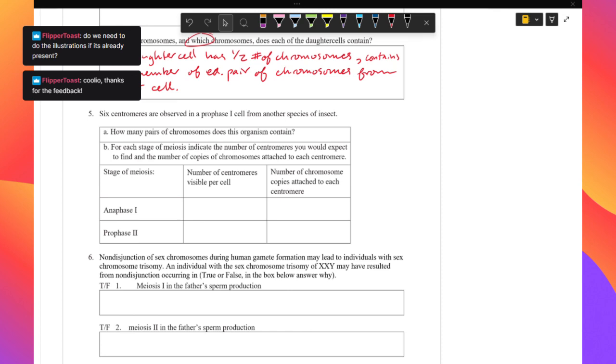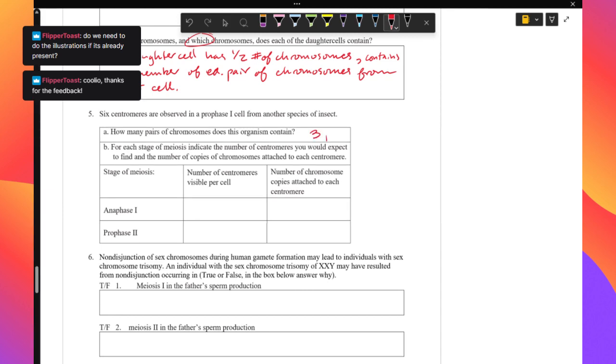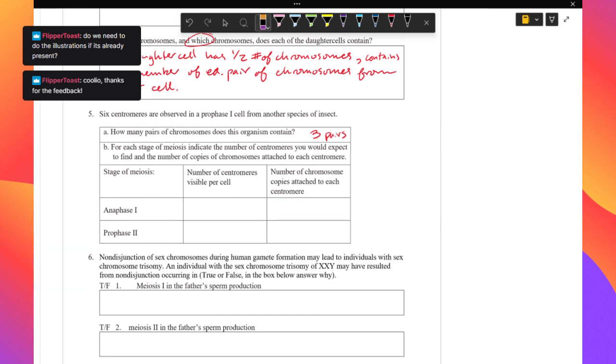Six centromeres are observed in a prophase 1 cell from another species of insect. How many pairs of chromosomes does this organism contain? So we're going all the way back. Prophase 1, if we have 6 centromeres, that gives us 3 pairs. 3 pairs, remember centromere. 1, 2.